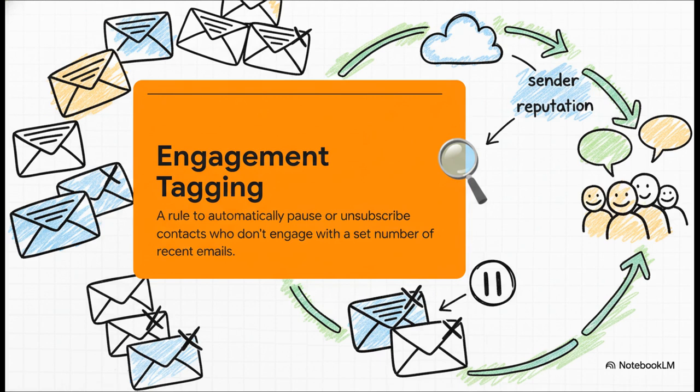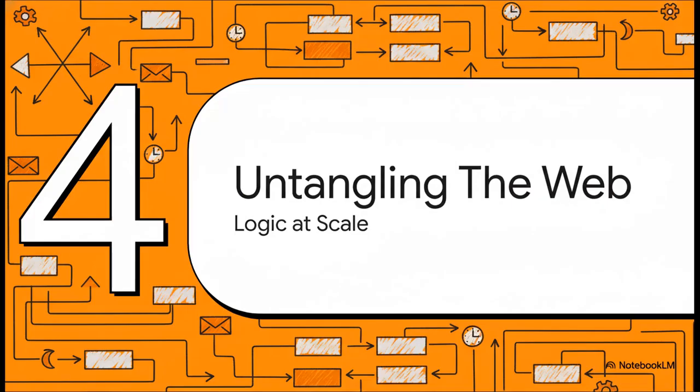If a contact doesn't open or click on, say, the last 5 emails, an automation automatically pauses them or even unsubscribes them. This protects your sender reputation and makes sure you're only talking to people who are actually listening. All right, let's move on to our next area of concern, and you'll see how this all connects.